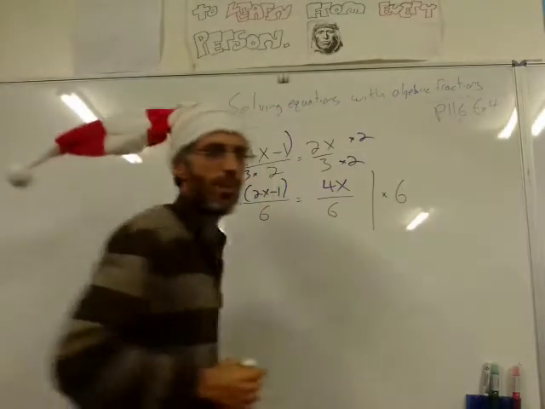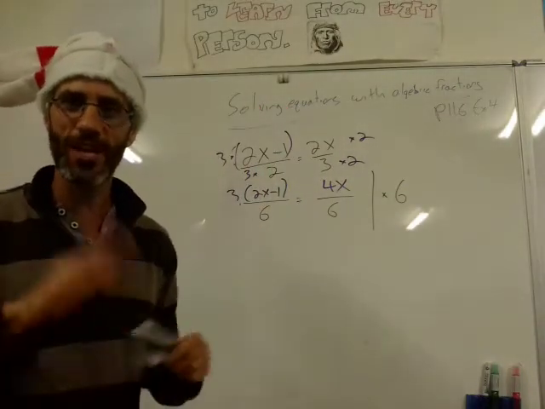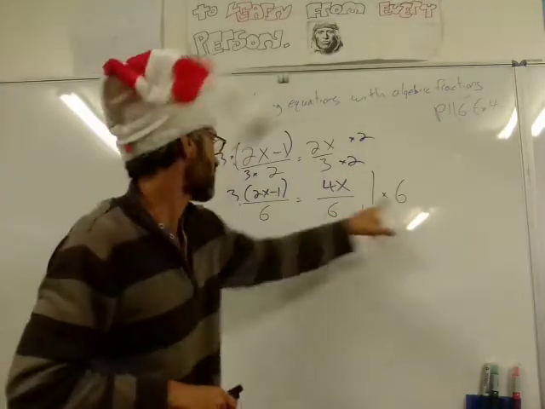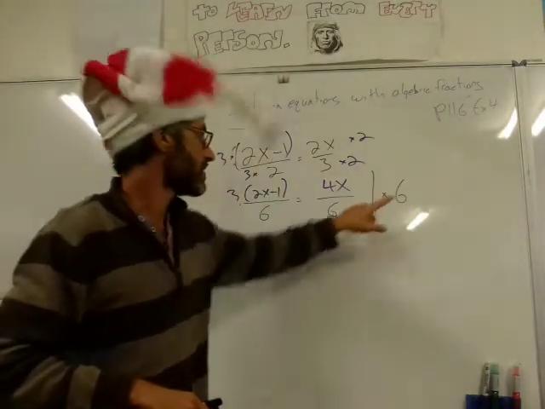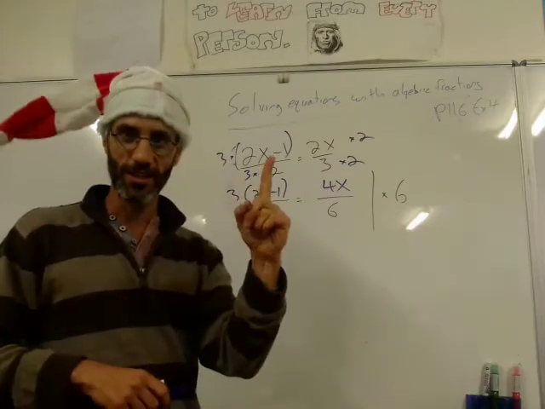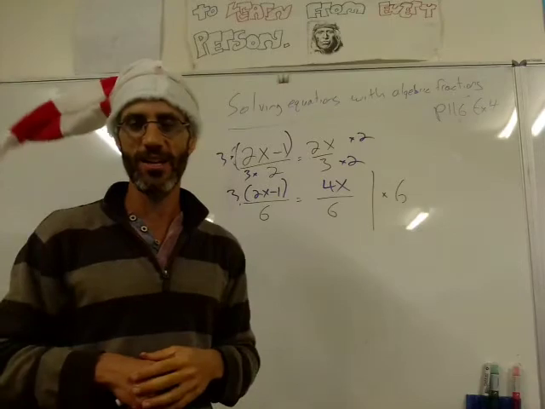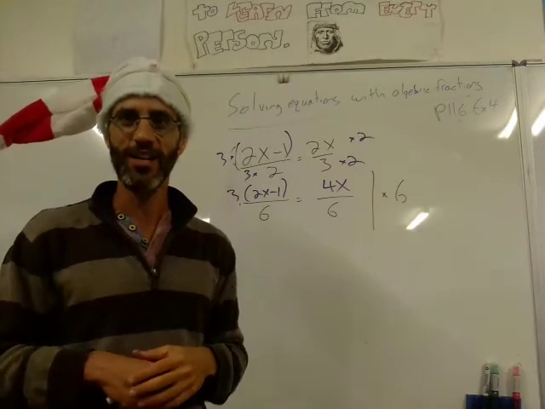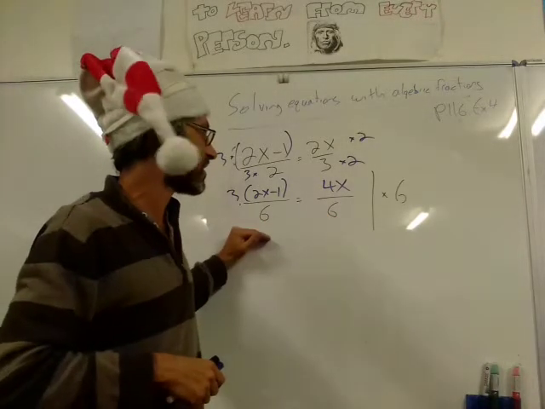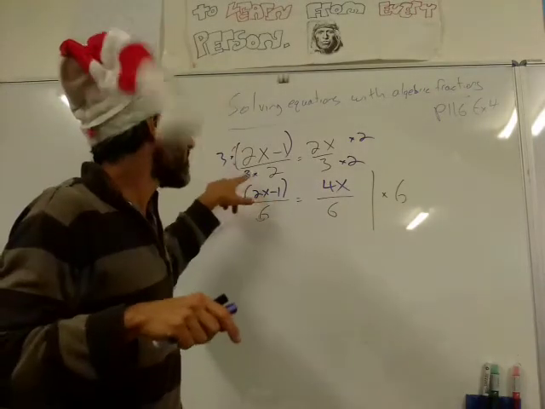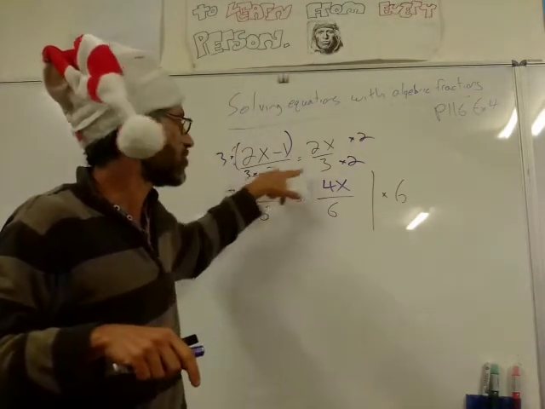If I multiply both sides of the equation by 6, the 6 will cancel out. 6 divided by 6 is 1. So now you understand why I wanted to get the same denominator. If I get the same denominator, I can multiply it. Boom, it's gone.